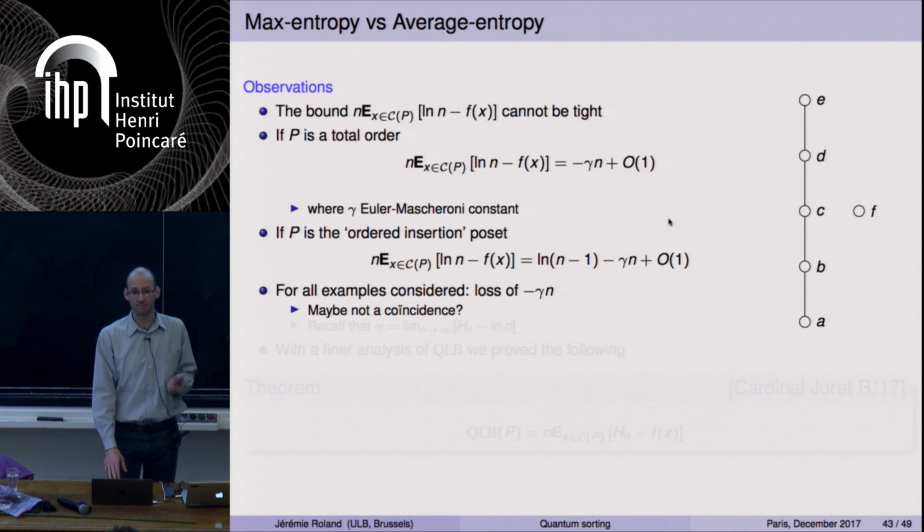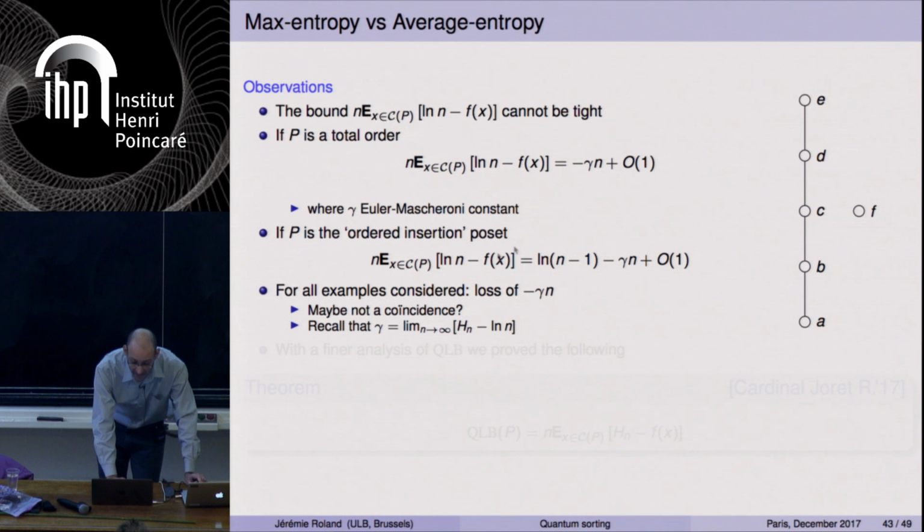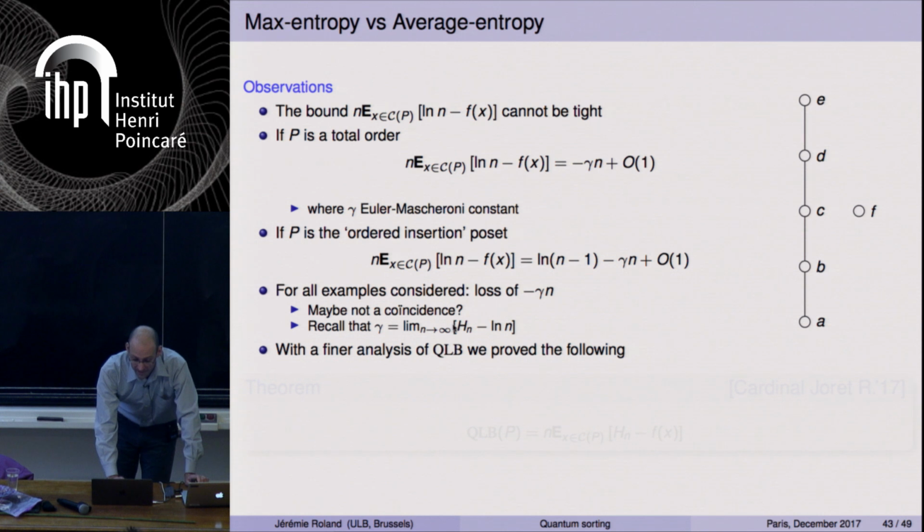We thought, okay, this cannot be a coincidence. There has to be something deeper there. And remember that gamma is actually the large n difference between the harmonic number and ln of n. So when we realized this, we said, okay, maybe there's an ln of n here. What happens if we replace ln of n by the harmonic number in this case?